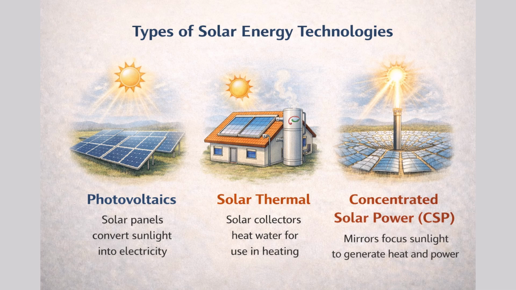Third is concentrated solar power, or CSP, where large mirrors or lenses focus sunlight onto a receiver to generate intense heat, which then produces steam to drive a turbine and generate electricity, mainly used in large-scale power plants.